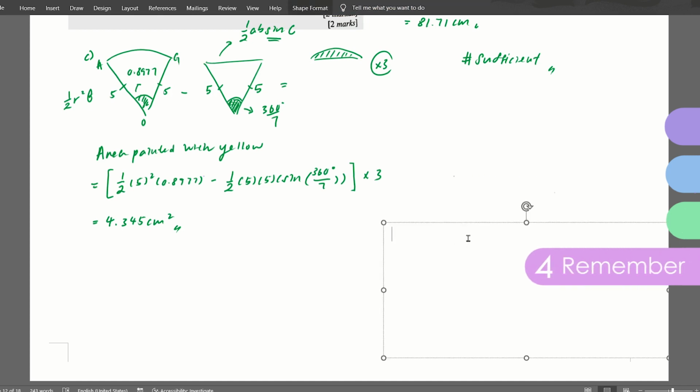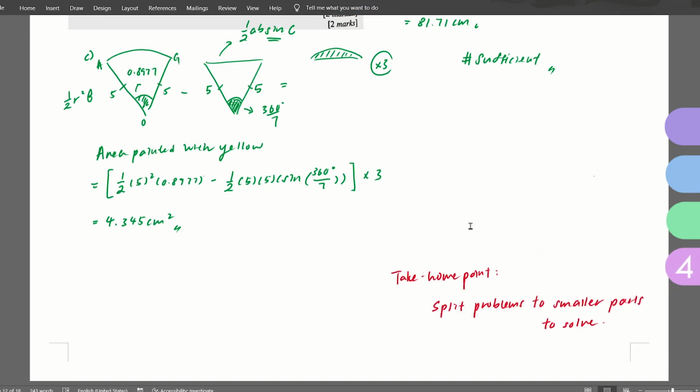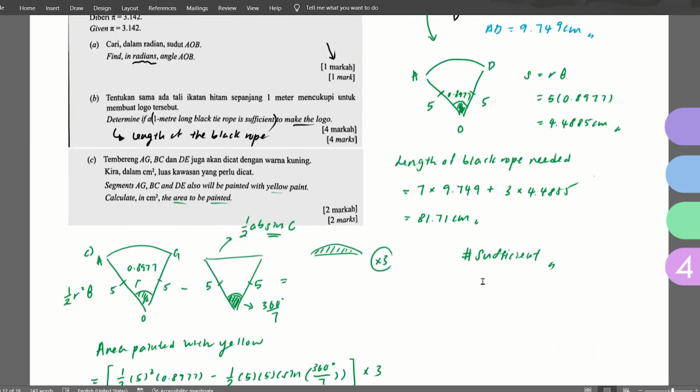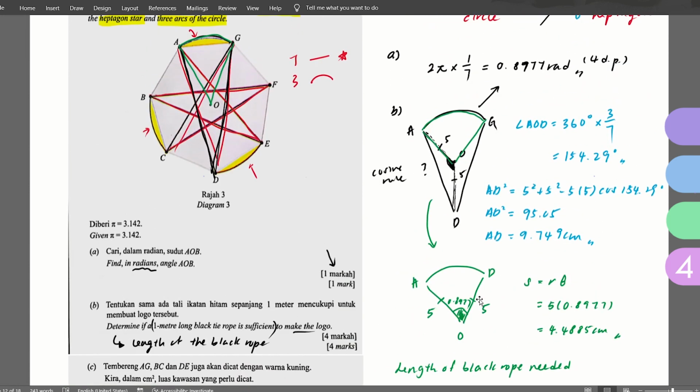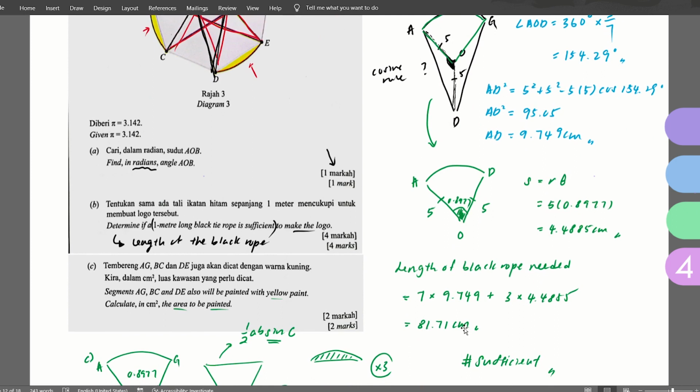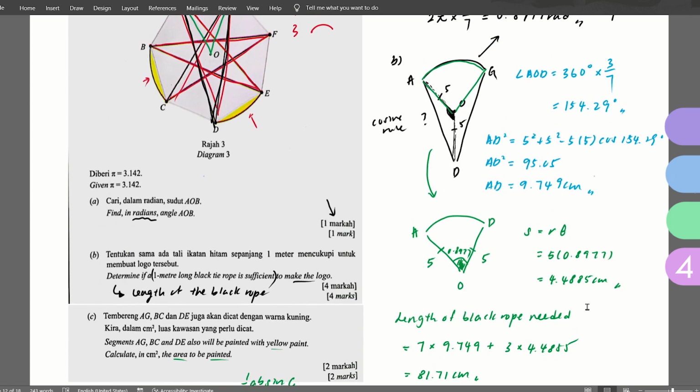Right, so the take-home point for this video is to split big problems into smaller parts to solve. So you can take question B as an example. So we need to find the black rope's length. So we split it into 2 parts, straight lines and arcs. So we use different ways, different formulas to find the lengths of different types of lines. And once we do that, we have to add it up together to solve the problem. So sometimes we need to segregate the big problem into smaller parts for easier solving.